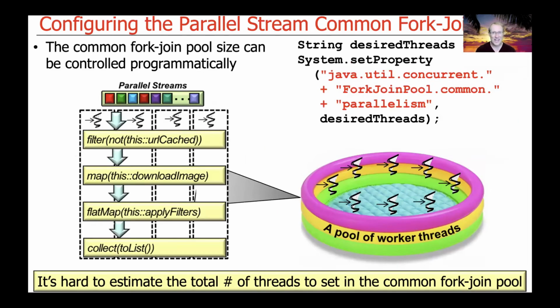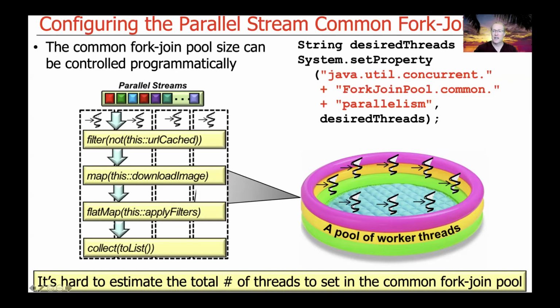Well, there's a couple different ways to do this. One way is to programmatically set the size of the common fork join pool when the program first starts to run, before any parallel streams have been created. You can do this using a method defined on the System class called setProperty, and you give it a property name, which in this case is a rather verbose name: java.util.concurrent.forkjoinpool.common.parallelism. You can set that property to the number of desired threads.